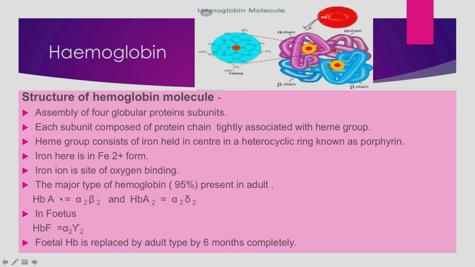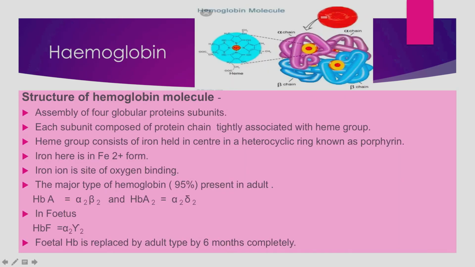So in an adult person, the hemoglobin is of 2 types, HbA and HbA2. HbA is alpha 2 beta 2, whereas HbA2 is alpha 2 delta 2. Whereas in the fetus, up to 4 or 5 months, there will be HbF in place of HbA. HbF represents hemoglobin in the fetus, and this consists of alpha 2 and gamma 2 chains. This fetal hemoglobin is replaced by the adult type by 6 months.